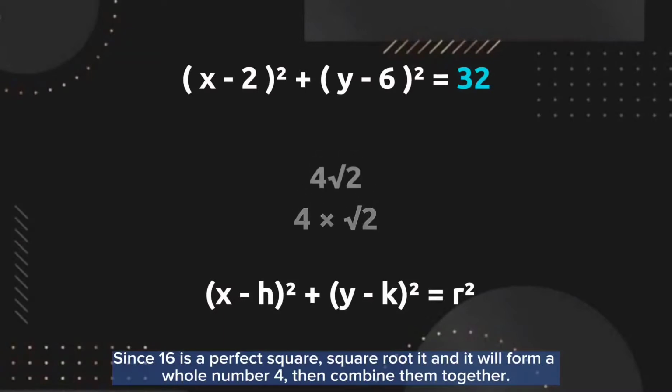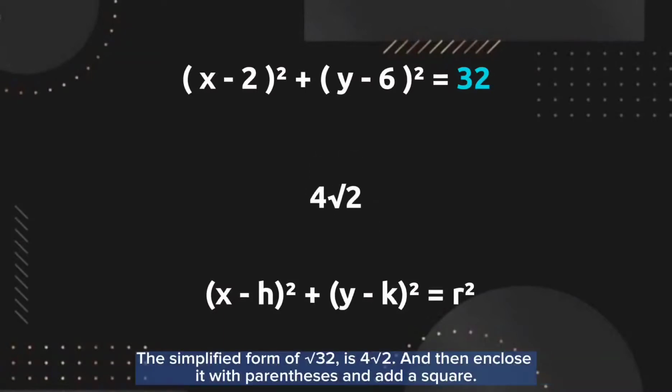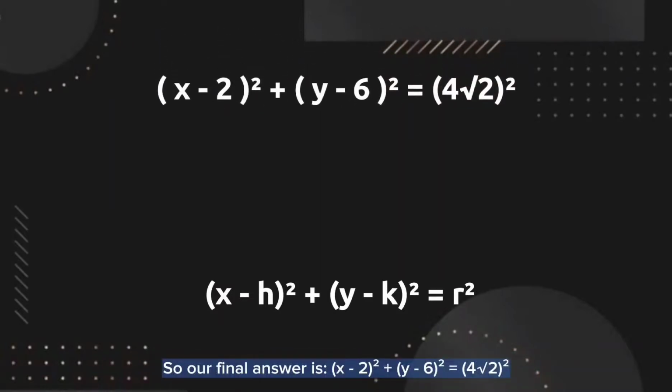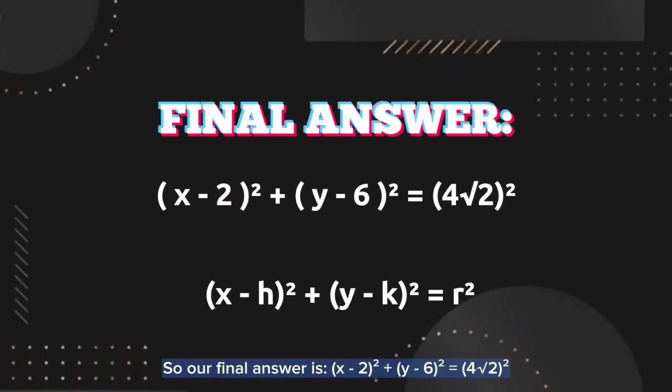Then combine them together. The simplified form of square root of 32 is 4 square root of 2, and then enclose it with parentheses and add a square. So our final answer is (x - 2)² + (y - 6)² = (4√2)².